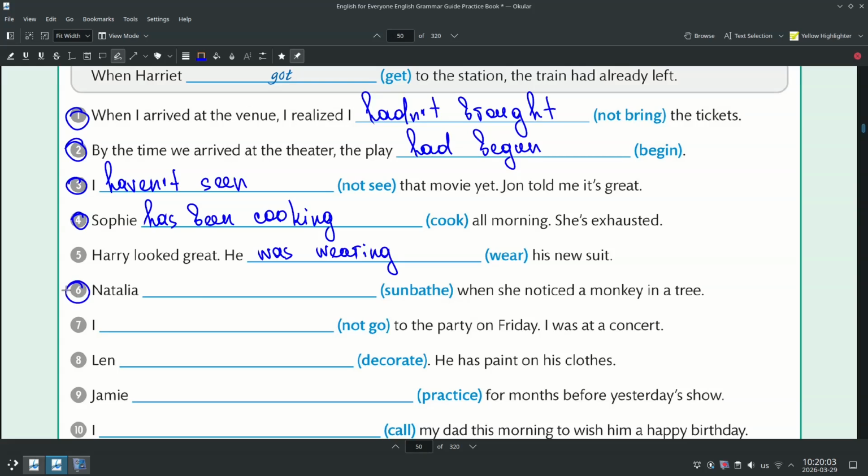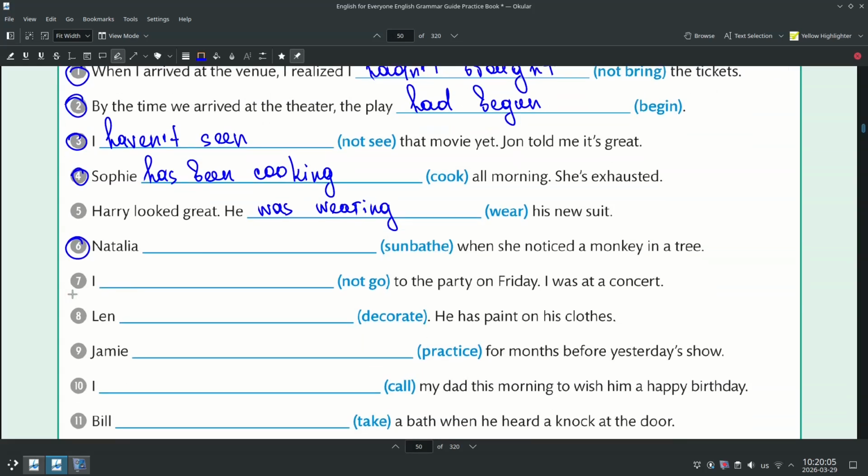Number 6. Natalia sunbathed when she noticed a monkey in a tree. Natalia was sunbathing when she noticed a monkey in a tree. Number 7. I not go to the party on Friday. I was at a concert. I didn't go to the party.